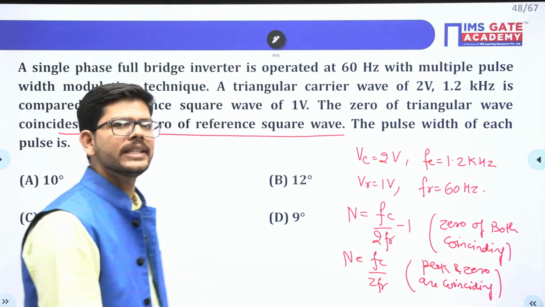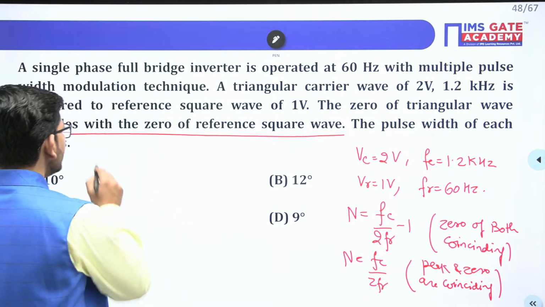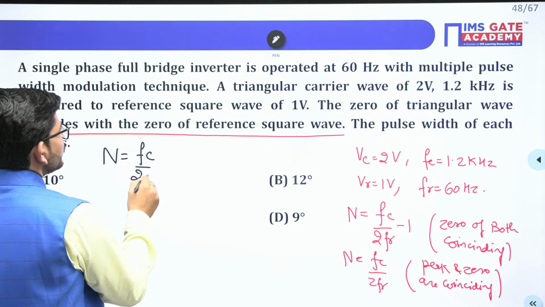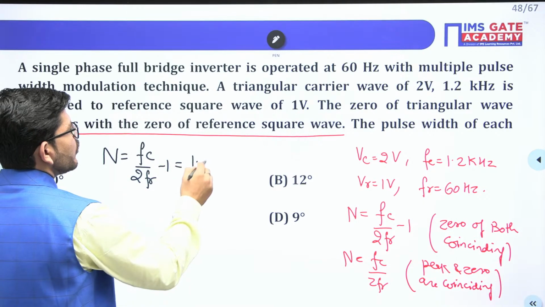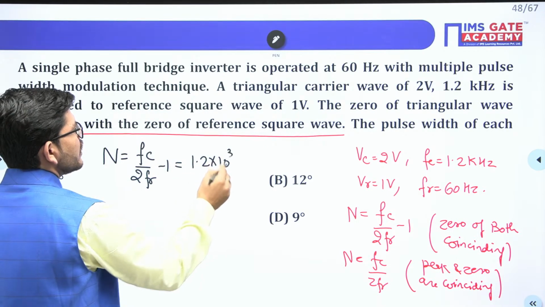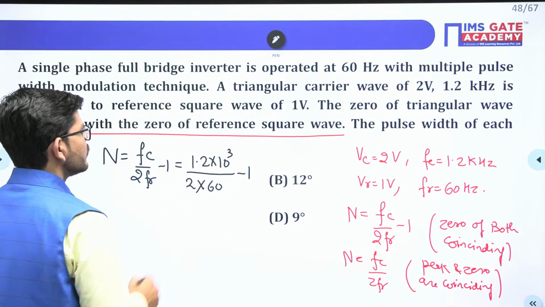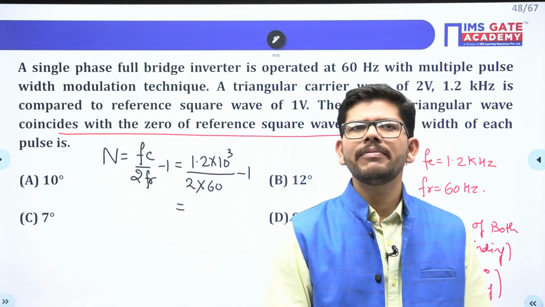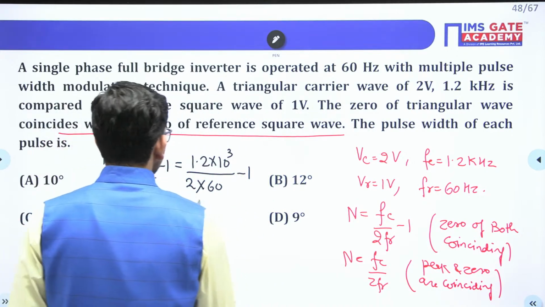So what is the case here that we have? In our case, both the zeros are coinciding. So the number of pulses fed per half cycle will be Fc upon 2Fr minus 1. Fc is 1.2 kilohertz divided by 2 into Fr, which is 60, minus 1. So can you tell me how many pulses will be fed per half cycle? This is going to be 9.